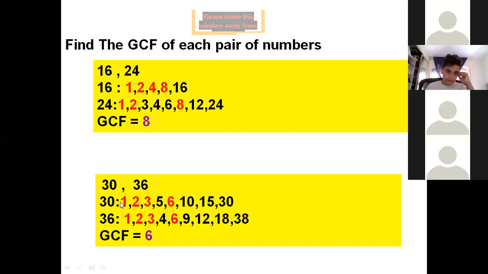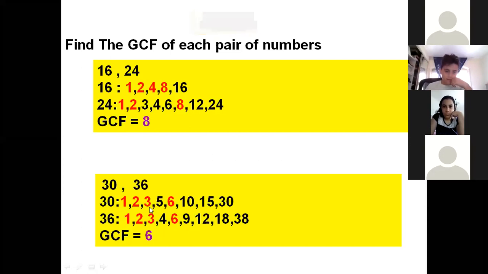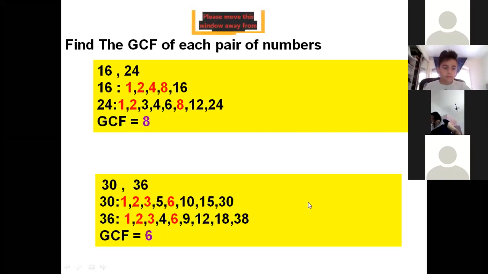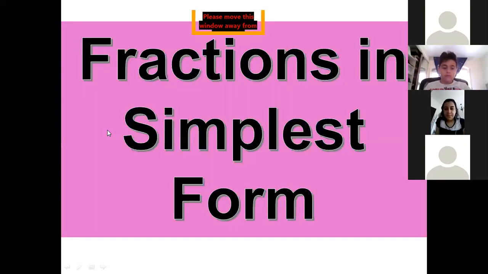We can't say it's 1 or 2 or 3 because 1 and 2 and 3 are not the greatest here. We need the highest. Excellent. Thank you, Umar. Let's go now to the other easy and simple concept, which is fractions in simplest form.